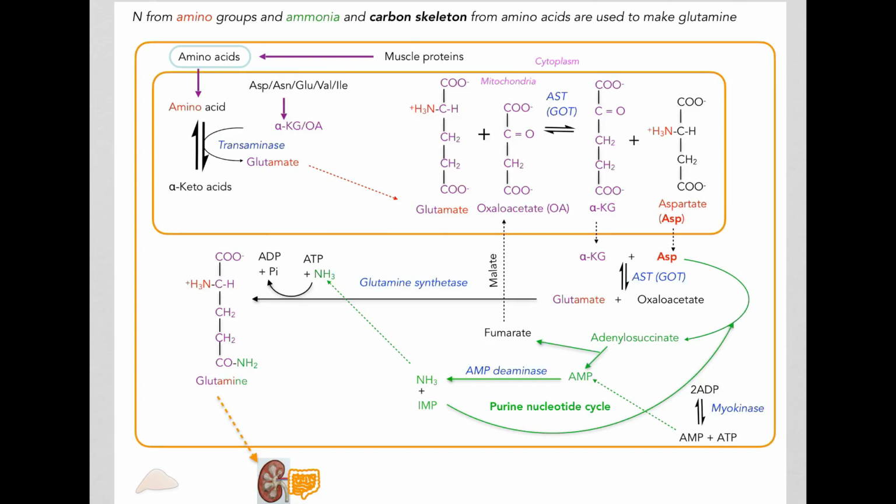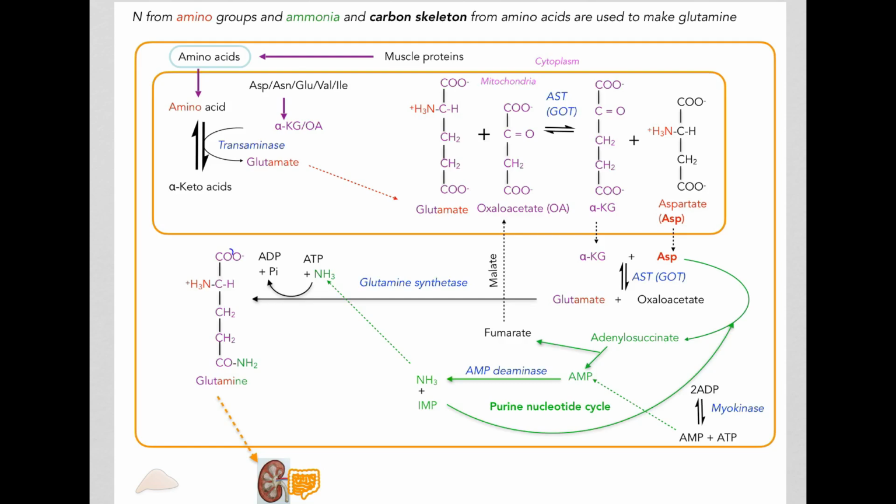Okay, so we have this amine coming from the amino acid, any of the amino acids that are being broken down, and then we have this amine that's part of the R group, part of the amide, coming from ammonia. Now let's look at the carbon skeleton. Let's look at where this carbon skeleton is coming from.